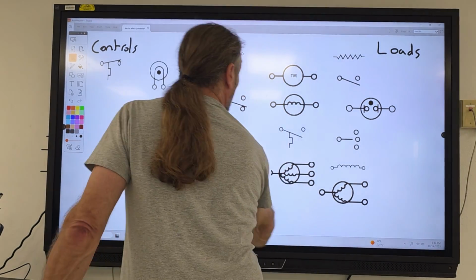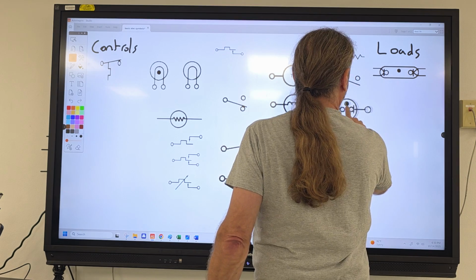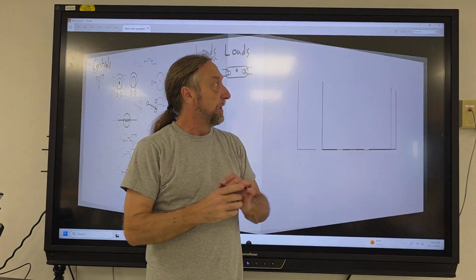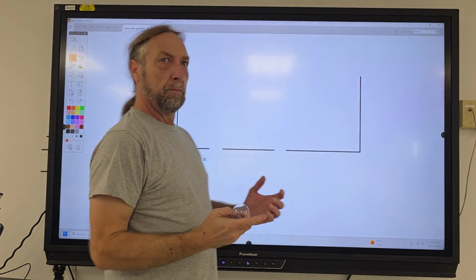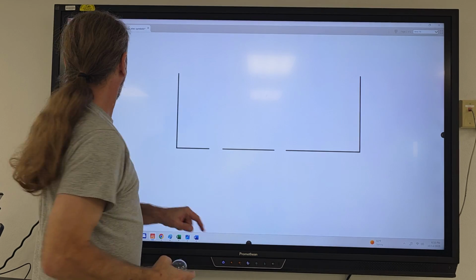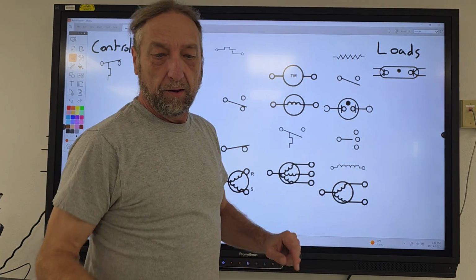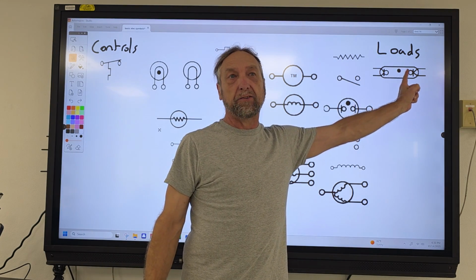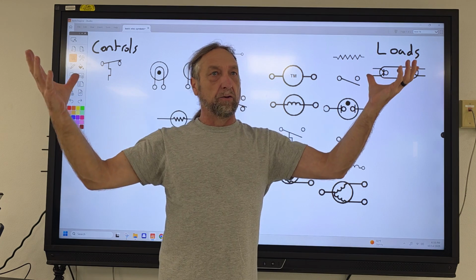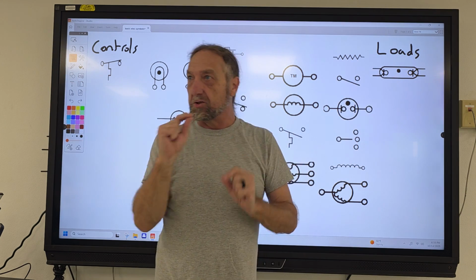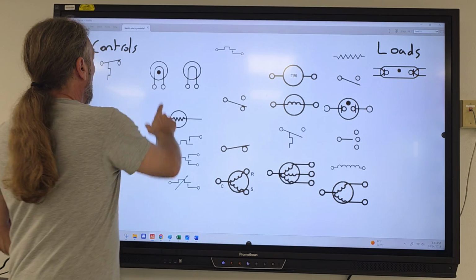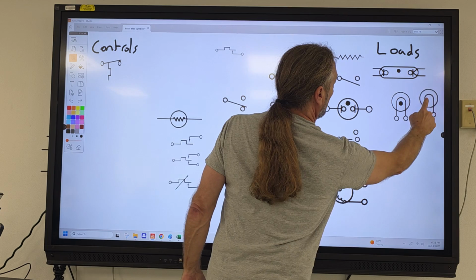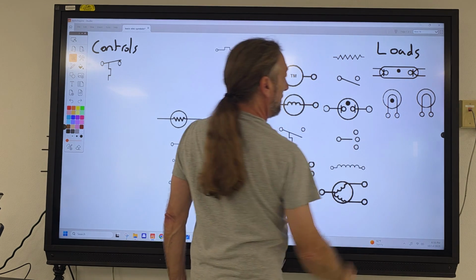Okay, so I'm gonna put it over here because it's a load. And basically, a fluorescent bulb has two heating elements on both ends, and the gas in between. So it has two heating elements and they heat the gas and the gas excites and glows. The dot means there's gas inside of there. So this is a load, this is a load, and this is a load, and the neon too. Now where's the neon one?